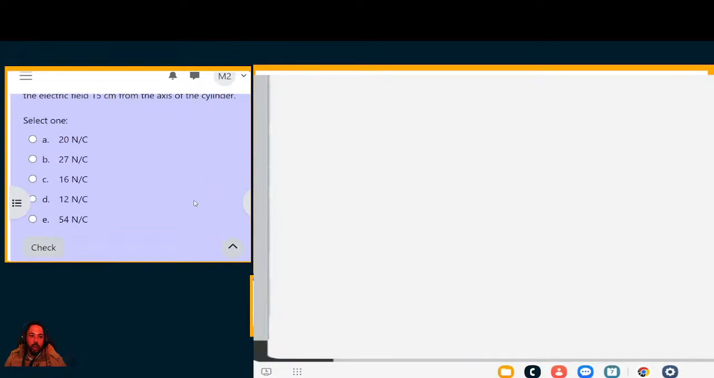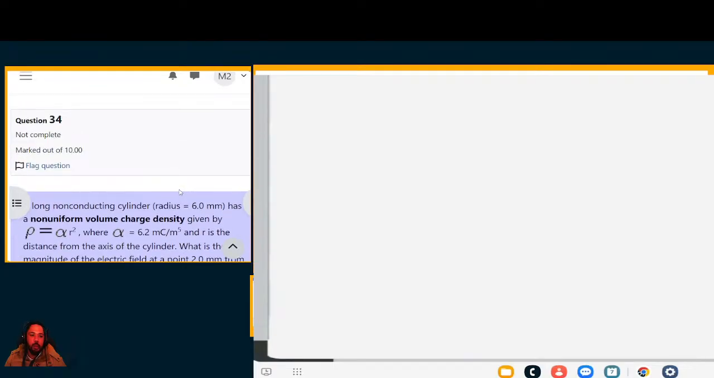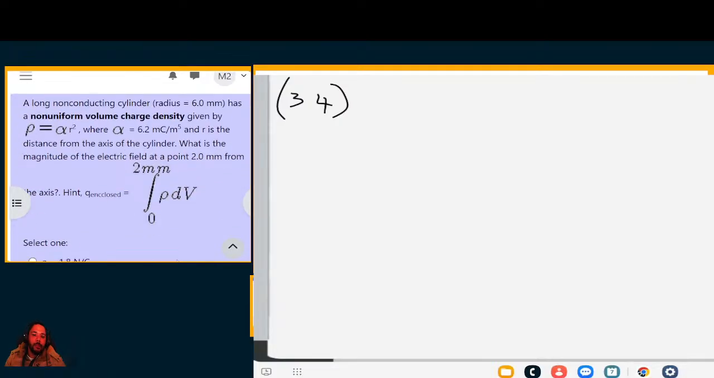Don't worry, soon these types of problems are going to become normal for you to solve. If it doesn't, you are in trouble. 34. Just remember what Gauss's law says all the time. Okay, let me just check.